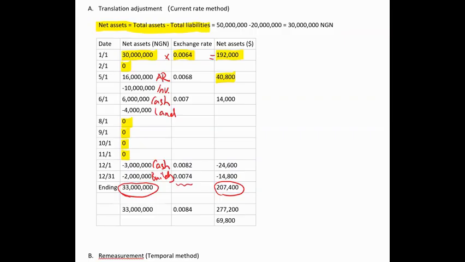Okay, anyway, come back to this table. If we convert this ending balance from the foreign currency to US dollars based on the December 31st exchange rate, then the actual amount is going to be $277,200. So this number is more like what the ending balance should be in US dollars. However, $207,400 is what they have recorded on their books, and the adjustment amount is going to be a positive $69,800.